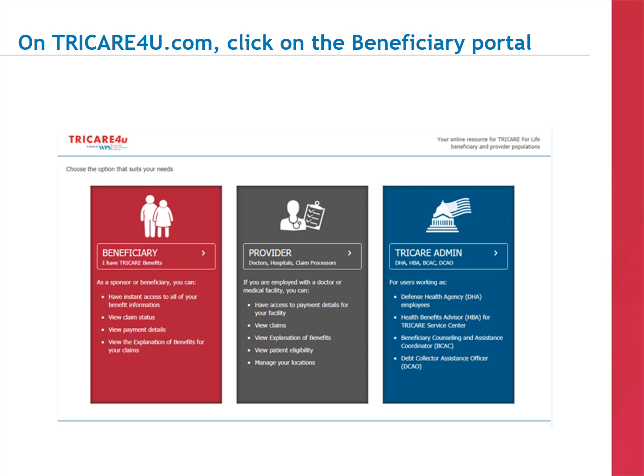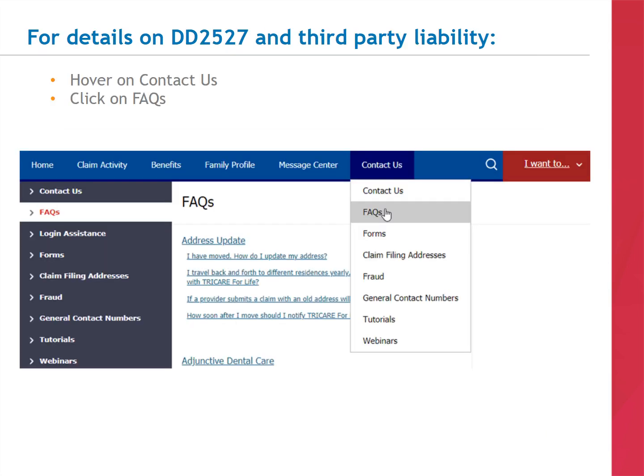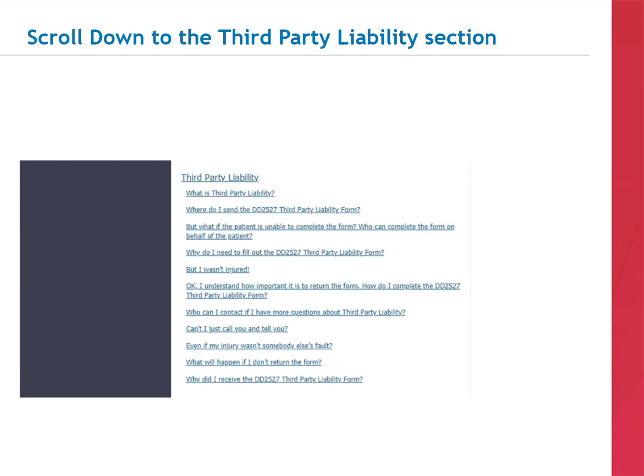Go to TRICAREforyou.com and click on the Beneficiary Portal Card. For details on DD2527 and third-party liability, hover over Contact Us, then click on FAQs for Frequently Asked Questions. Once you are in the FAQs section, scroll down to locate the Third-Party Liability section. There are 11 frequently asked questions.